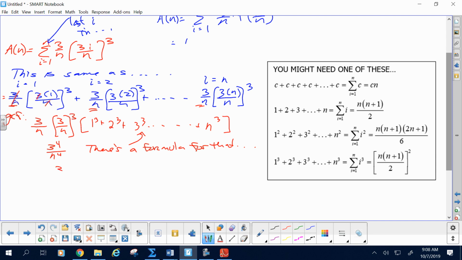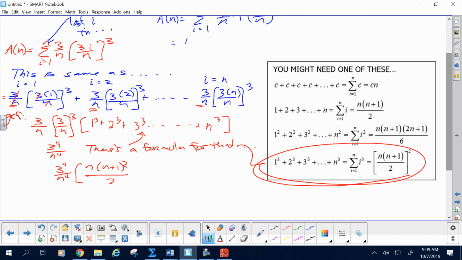Where is the formula for 3 to the 4th, or not for that? What's the formula for adding a bunch of cubes? Right there. Okay? That's the same as, obviously the sum would depend on how many cubes you added, so it's dependent on n, but it would be n times n plus 1 over 2, all over 2, and all of that whole thing is squared. Okay?